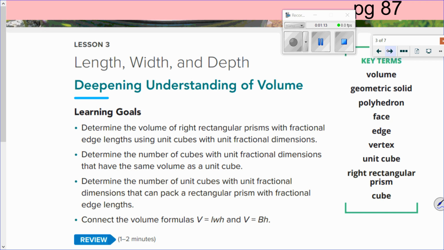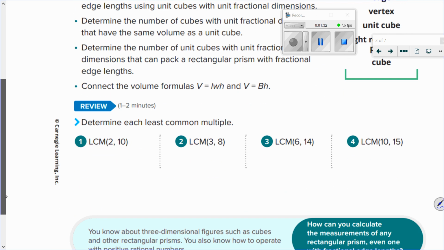As you will be able to see, we have a lot of vocabulary today. Guys, quiet down. We have a lot of different key terms because we're introducing a new concept, so we have to get all the terms that go with it.